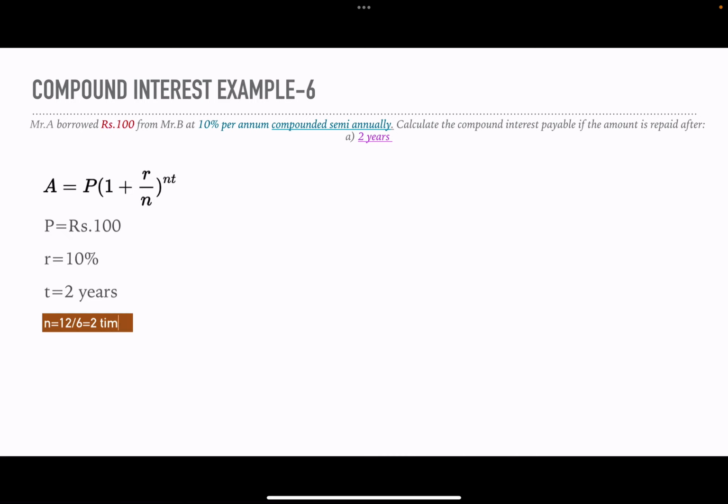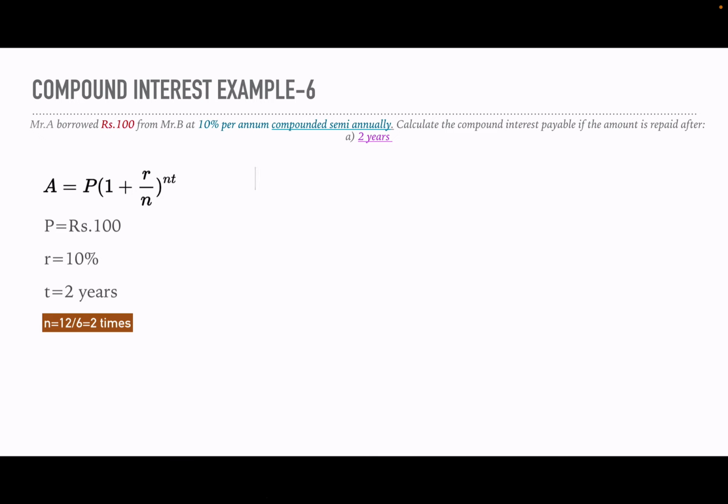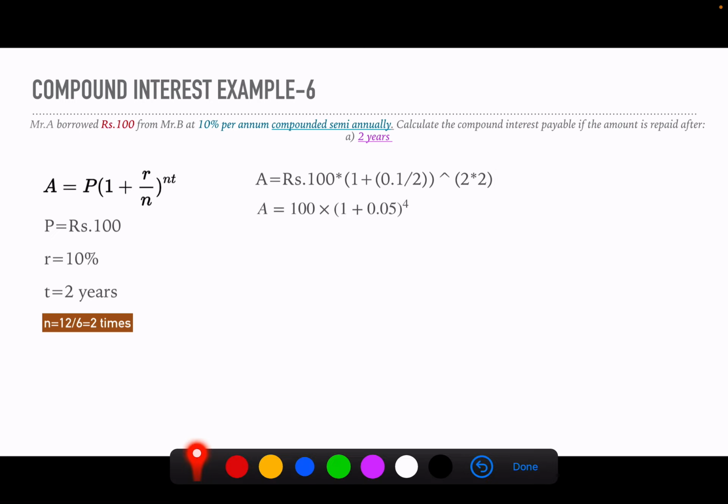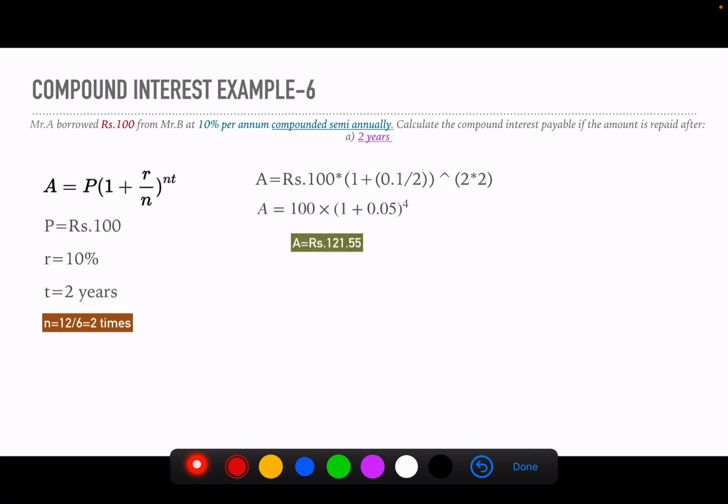So N is equal to 12 divided by 6, which will be 2 times. So the number of compounding periods per year is 2. So A is equal to 100 into (1 plus 0.1 divided by 2), all raised to 2 into 2, which is 4. We will get amount is equal to 121.55. Okay, so therefore the compound interest is A minus P, which is 121.55 minus 100 rupees, which will be 21.55. That's the compound interest, because the question is specifically asking for compound interest payable.